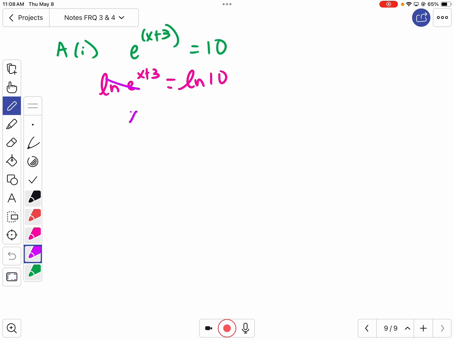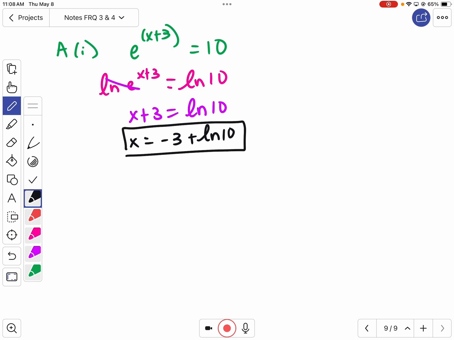What's going to happen with that ln and that e? They cancel out. I get x plus 3 equals the natural log of 10. How do I get x by itself? Subtract 3. Negative 3 plus the natural log of 10. That's it. You can't subtract the 3 from the 10. It's protected by the natural log. Okay, it's in the natural log jail. That would be the jail I would go to.